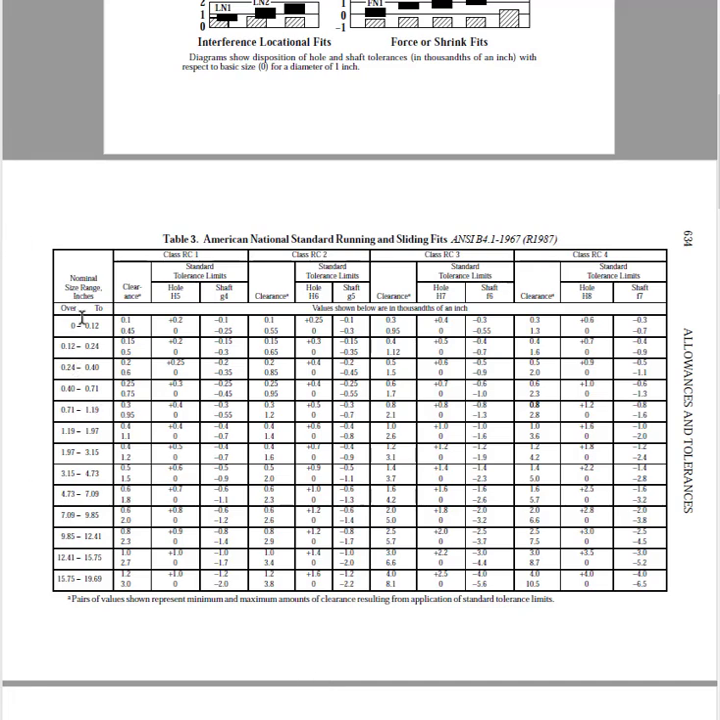So we have shaft and hole sizes from 0.12 all the way up to 15, 19, and 20 inches. So you're talking about from little pins and parts all the way to wheels and hubs on railroad wheels. Let's go back to our example.